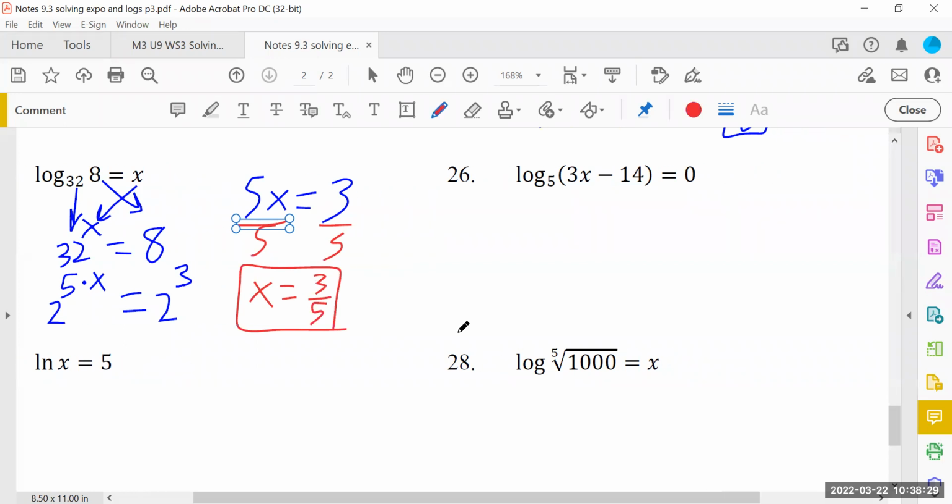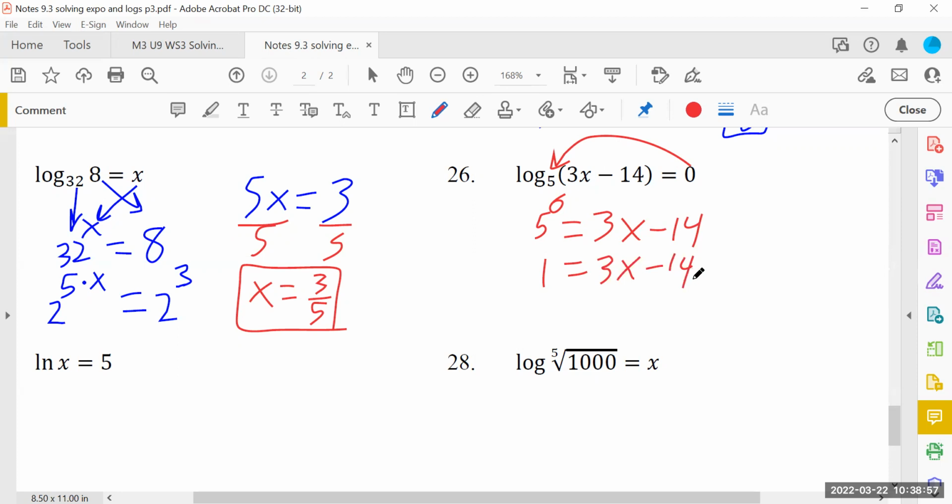26, same idea. Bring the 5 down. 5 to the 0 power, whatever's over here, this becomes my exponent. And I'm equal to whatever's inside the log, 3x minus 14. Well, 5 to the 0 power. What's anything to the 0 power? 1. 1 equals 3x minus 14. I'm not going to show all the steps for this. Add 14. 1 plus 14 is 15 equals 3x. Divide by 3. X is equal to 5. Hopefully everybody's good with that two-step solving.